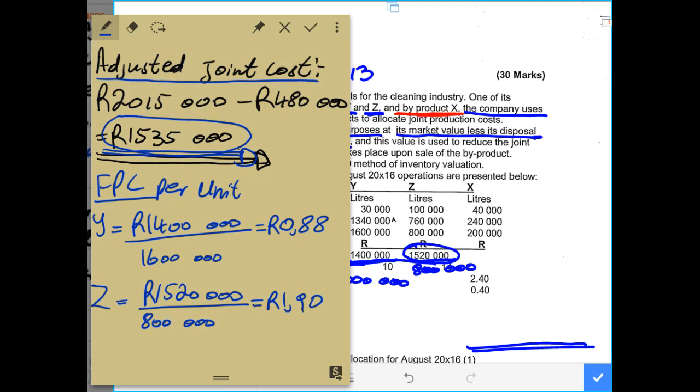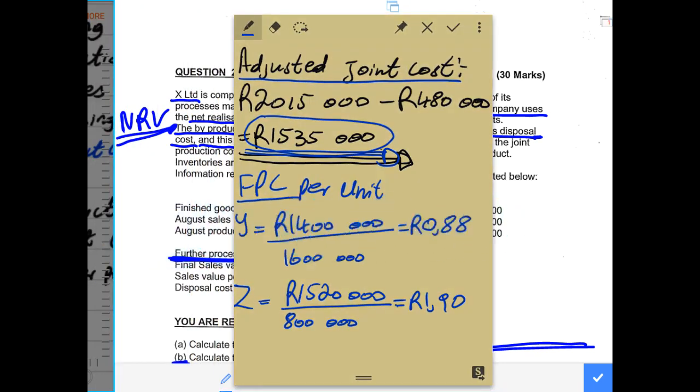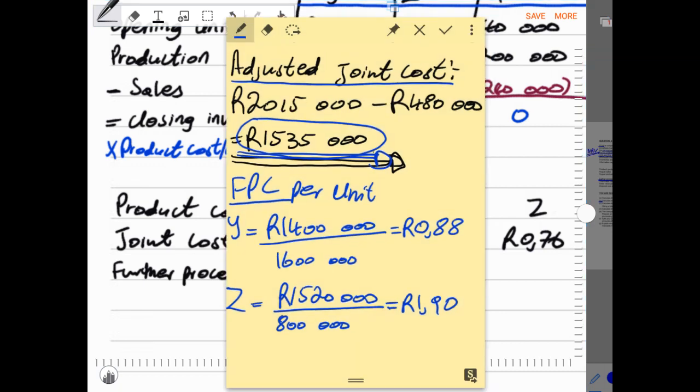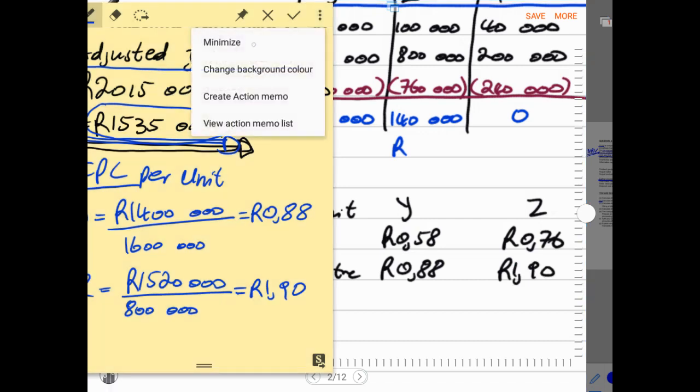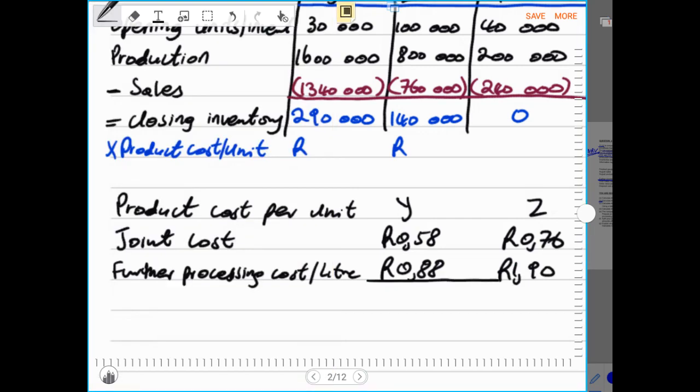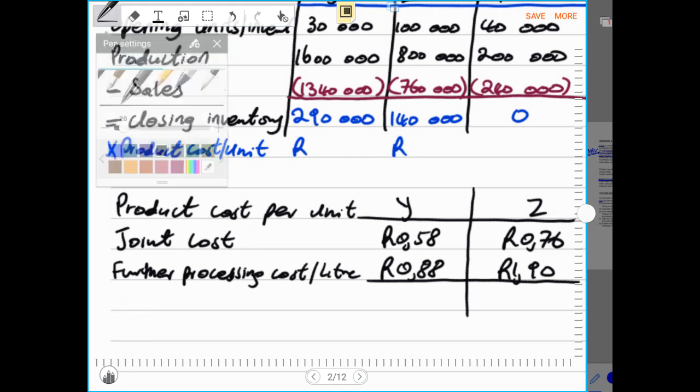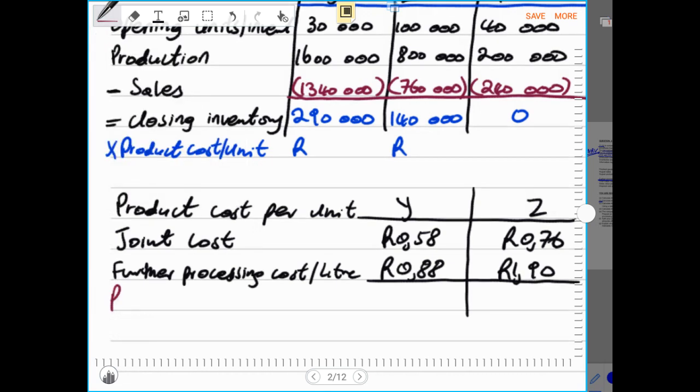Then now we go and record this in what is required of us to do. Then we record for Y, which is 0.88 cents, and for Z is 1.90 cents. These are the further processing cost for product Y and for product Z. Then this will give us product cost per unit.